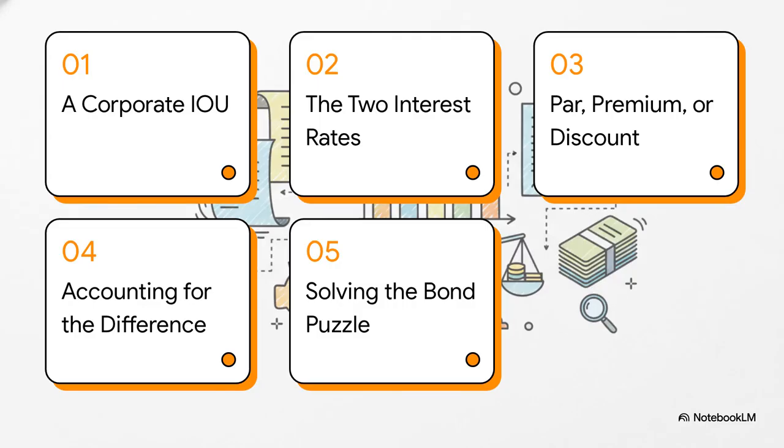So here's our game plan. First, we'll cover what a bond actually is. Think of it as a corporate IOU. Then, we'll dive into the two competing interest rates that literally set a bond's price. After that, we'll see why a bond sells at par, a premium, or a discount. Then we'll get into the fun part, how accountants handle that price difference over time. And finally, we'll put it all together and solve a real accounting puzzle.